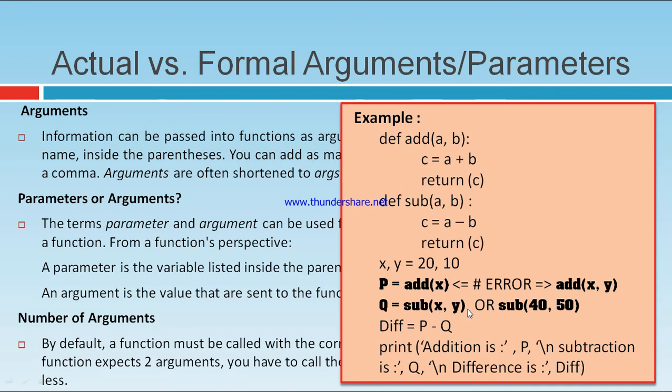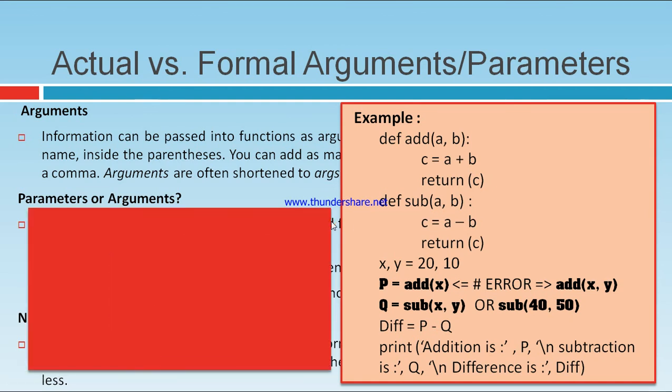We can call this sub function in two different styles. The first one, sub x comma y, where the values of x and y are supplied to the sub function, or we can use sub 40 comma 50. We can supply direct values also. Here 40 and 50 are known as actual arguments or actual parameters of the function, right? Value 40 is going to be stored in variable a, and 50 is going to be stored in variable b, right? Just check it out.